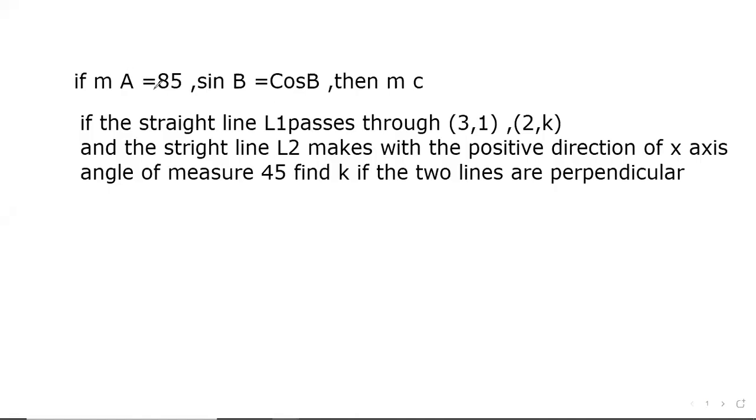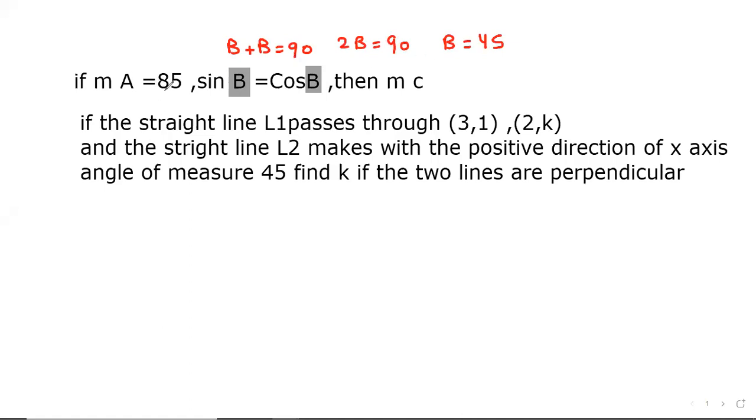If the measure of angle A is 85 in the triangle ABC and sine B equals cosine B, if sine equals cosine, that means the two angles add up to 90. So we have here angle B and angle B, they must be 90. B plus B equals 90. The sum of them equals 90. So 2B equals 90. So the angle B equals 45.